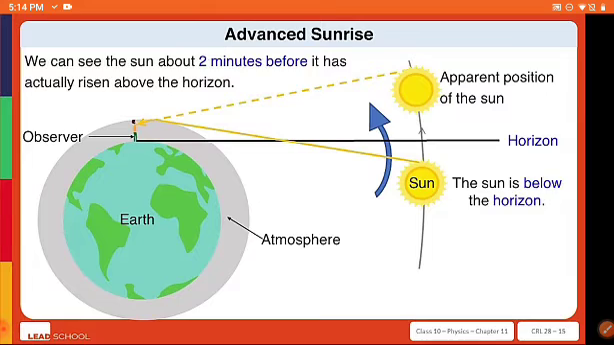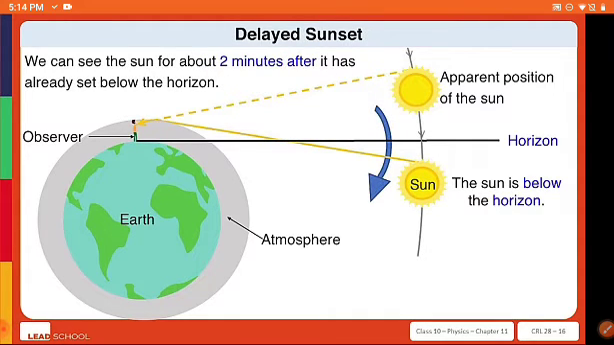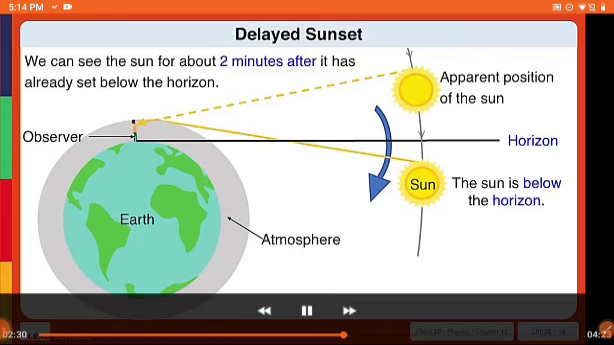Thus, we can see the sun about 2 minutes before it has actually risen above the horizon. This is called advanced sunrise. Similarly, we can see the sun for about 2 minutes after it has already set below the horizon. This is called delayed sunset.